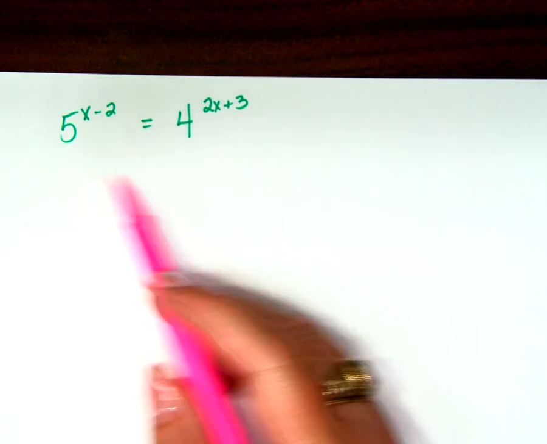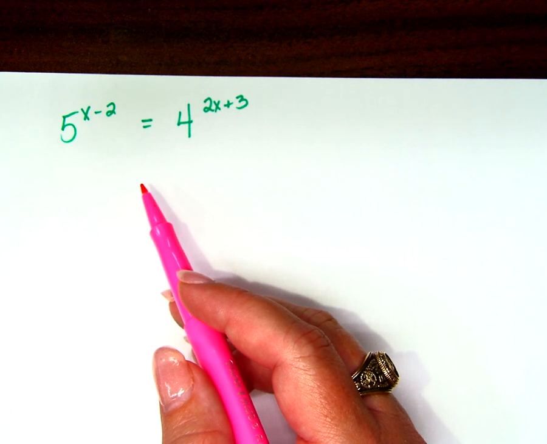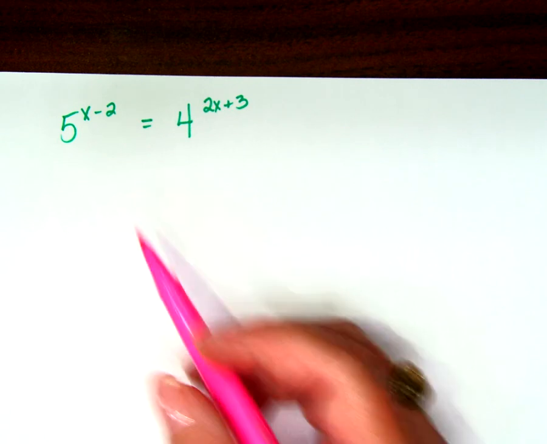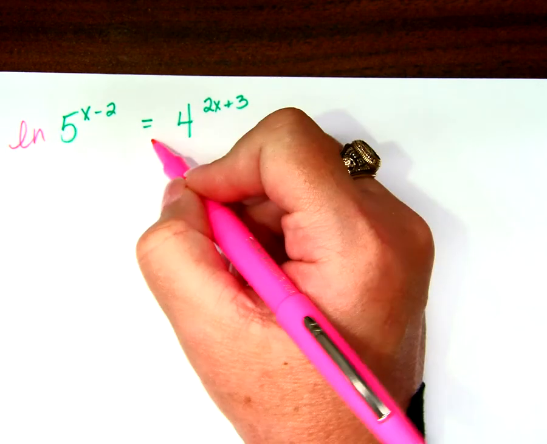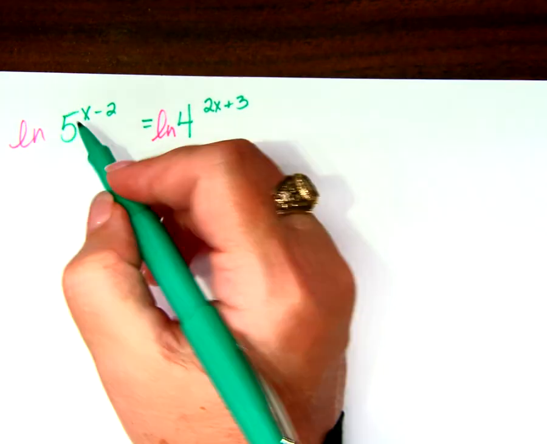Okay? Doesn't matter what kind of log we take of both sides. So do you want to take natural log or common log? Natural log, okay. Natural log, natural log. So what happens with the x minus 2?